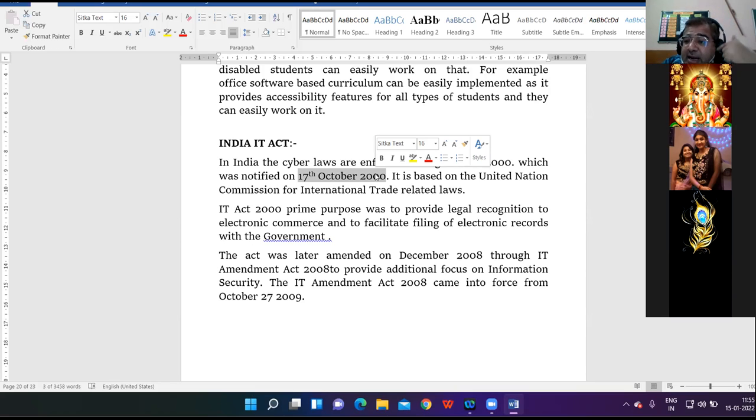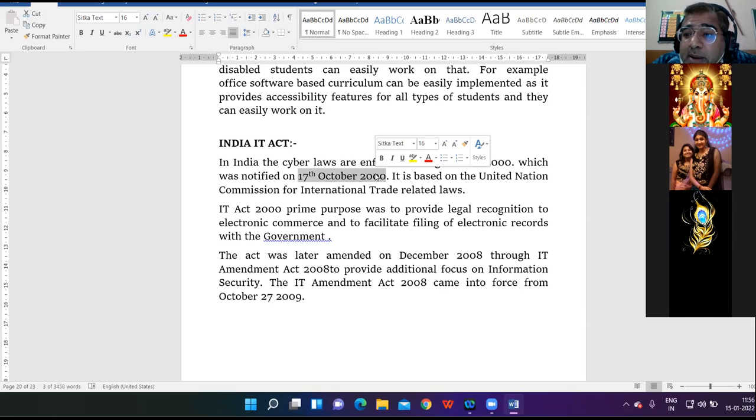The act was later amended. Some modifications were made in December 2008. Okay. In order to provide some additional focus on the security part also. When you are doing online business, when you are purchasing something online, you need to be secure also. You need to have secure transaction. Otherwise, hacker may hack your credit card detail, your debit card detail. It may happen. You have made the payment. You didn't get the delivery of the goods. Your credit card information is stolen. It is misused. Okay. The product that you have selected for purchase, you didn't receive the same product.